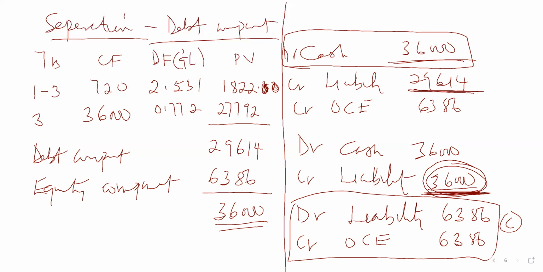The interest that they are talking about is the coupon. So the coupon that they pay, they have charged to profit or loss, which should not be the actual interest. Okay, so they say prepare extracts from the statement of profit or loss and statement of financial position for the year ended 31 December 2015. So this is just a 1 year thing.